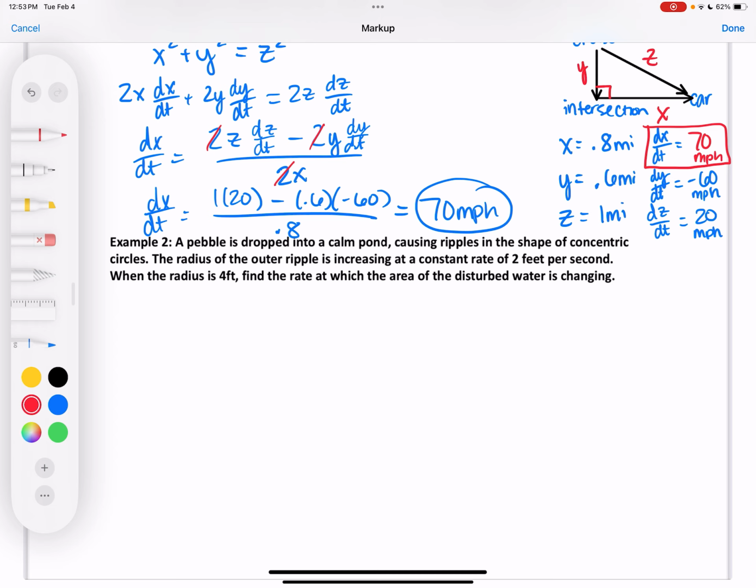All right. A pebble is dropped into a calm pond. I'm sure you've seen this before. Anyways, now the pond is all ripply. It causes ripples in the shape of concentric circles. That just means that they keep expanding outward. The radius of the outer ripple is increasing at a constant rate of 2 feet per second. When the radius is 4 feet, find the rate at which the area of the disturbed water is changing.